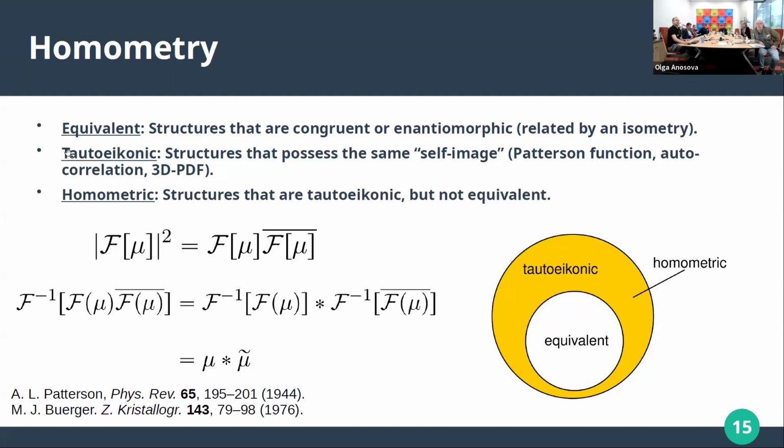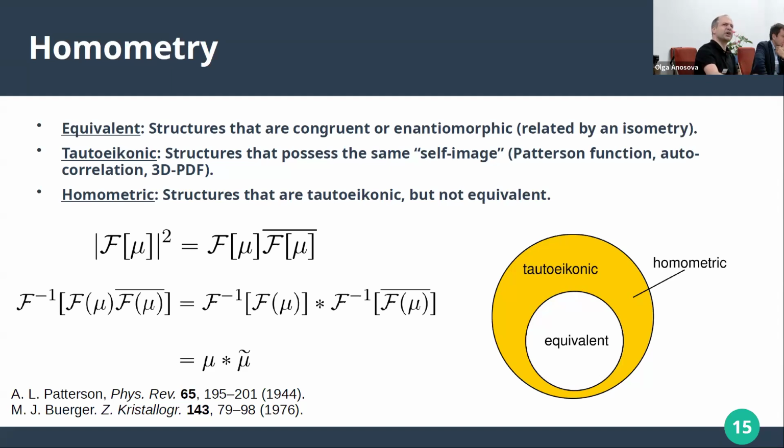We say structures are equivalent if they are related by an isometry. And then there's this term by Bürger. He says 2 structures are tautoiconic if they have the same self-image, or the same Patterson function, or same pair distribution function. That basically means the weighted interatomic distances are the same, right? And homometric structures are the ones that are tautoiconic and not equivalent, because tautoiconic structures have the same diffraction pattern.